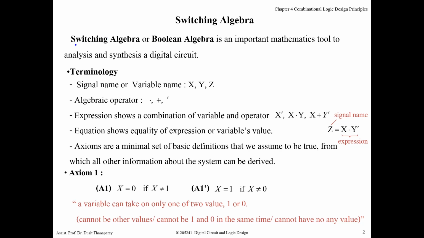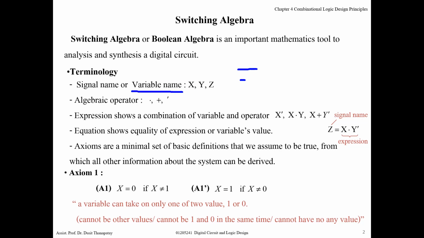Switching means open and close, on and off, or logic high and logic low. Namely, the value of each variable in the switching algebra will have only two values. Basically, we use 0 and 1. And for the terminology, signal name or variable name: in a mathematical expression, we call it a variable.